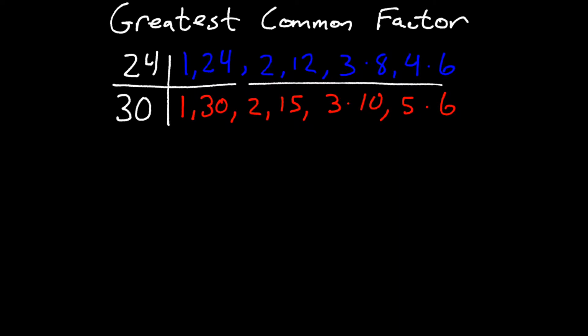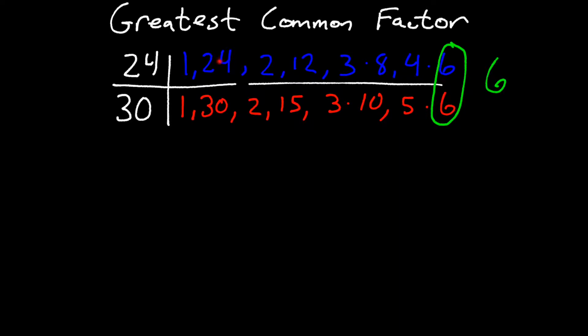So, now that I've listed out all the factors of 24 and 30, I want the greatest common factor, meaning I want the biggest number they both share. Now they both share a 1, they both share a 2, they both share a 3, but they both share a 6. And that is the biggest number they share. So the GCF of 24 and 30 is 6.